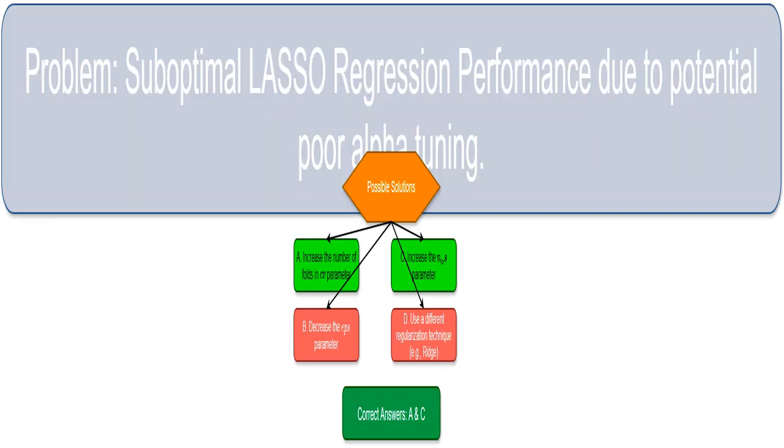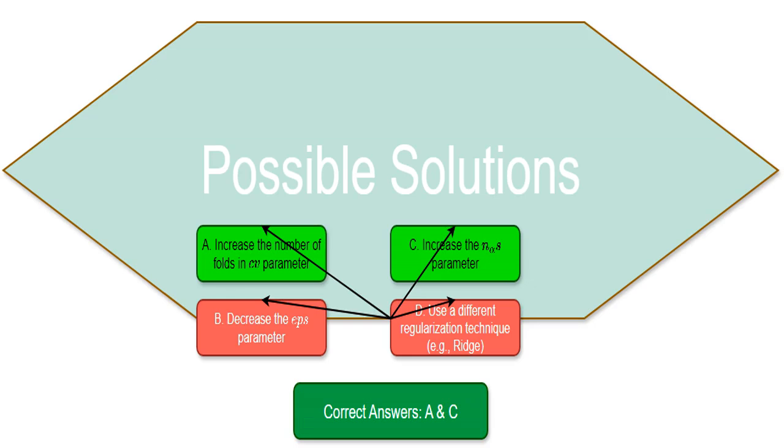The challenge here is that a lasso regression model isn't performing as well as expected. The suspect? Poorly tuned hyperparameters. I want to adjust these settings to potentially solve the issue. Let's get to work. Several options exist to improve lasso regression performance. I'll assess each and determine the best approach.